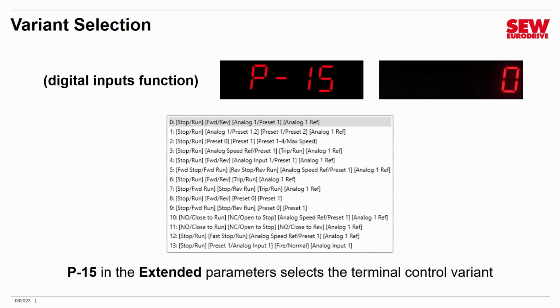You notice we have 14 here. This is the MOVITRAC LTE-B+. The MOVITRAC LTE-B has all of these except for the very last one, mode 13. That is a feature that was added when they updated the LTE-B to the LTE-B+. We'll talk about that in another session.